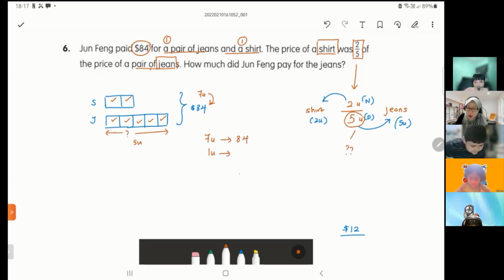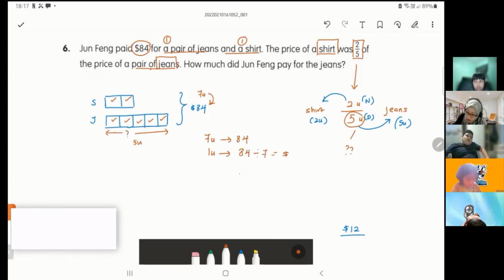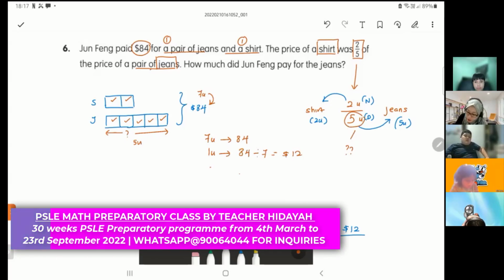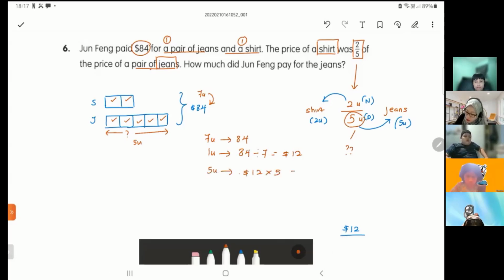Whenever you want to find 1 unit, please lock it in your brain that you need to divide. Please remember that 84 divided by 7, and I will get $12. Now my jeans is 5 units. So $12 times 5 equals $60. Answer. So Keisha, just now you got $12. This is for 1 unit. If your steps are the same as mine, then you get the method marks, but your answer is wrong. Okay, no answer marks.